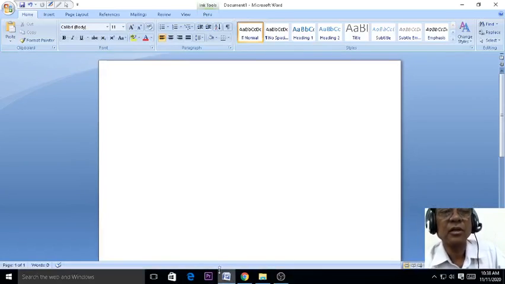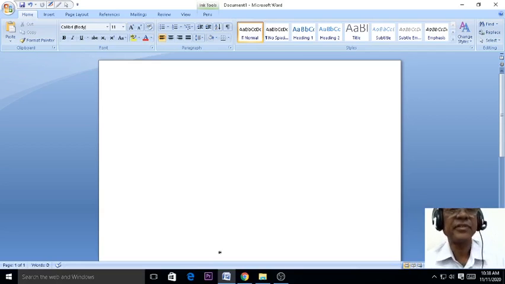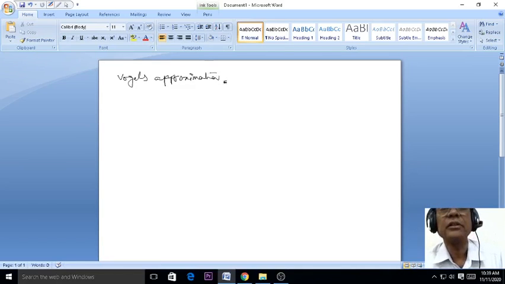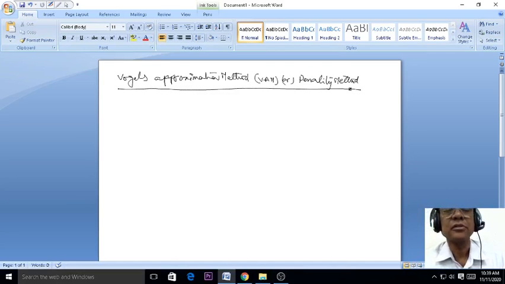So the basic steps for Vogel's approximation method. Vogel's approximation method, shortcut VAM. The other name for this one is Penalty method.